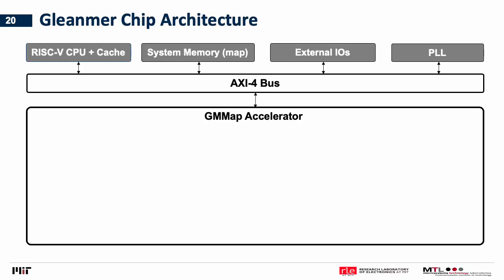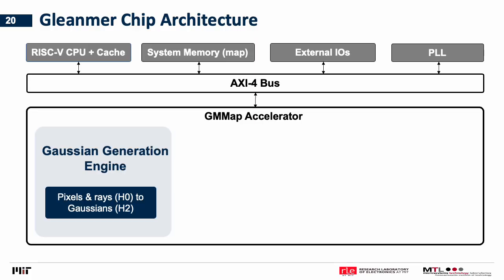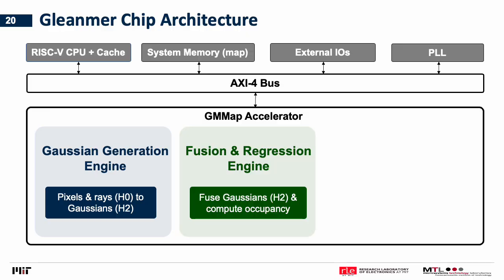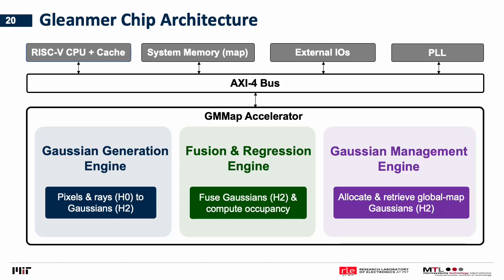This is the Gleanmer SoC architecture, which includes the CPU for configuration, system memory for holding the map, external IOs for transferring depth images, and the GMMap accelerator for mapping. The GMMap accelerator is composed of 3 engines. The Gaussian generation engine handles the arithmetic-dominated H0 to H2 conversion. The fusion and regression engine handles the area-dominated Gaussian arithmetic. Finally, the Gaussian management engine handles the memory access-dominated global map storage and retrieval from the system memory.